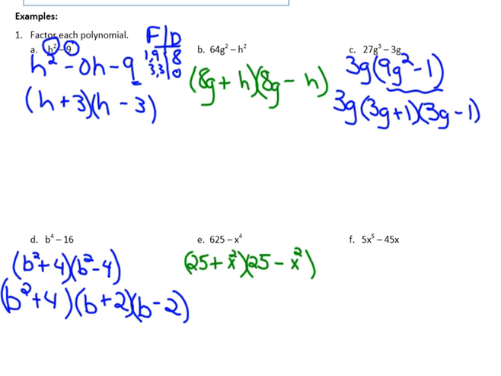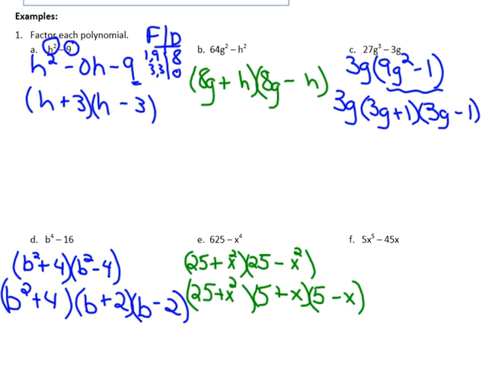Now I'm going to double check. Can these be factored again? This one cannot because it's a plus. But over here, I have an even exponent and 25 is a perfect square. So I can factor that one. So this one stays 25x squared. And then I'm going to factor 25 minus x squared. Square root of 25 is 5. They each get an x. One's a plus, one's a minus.